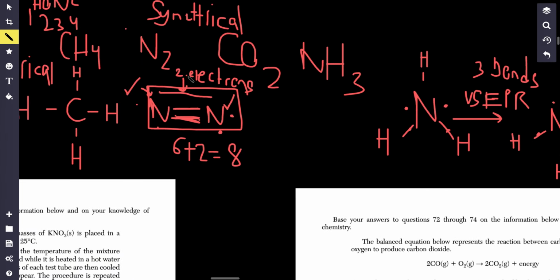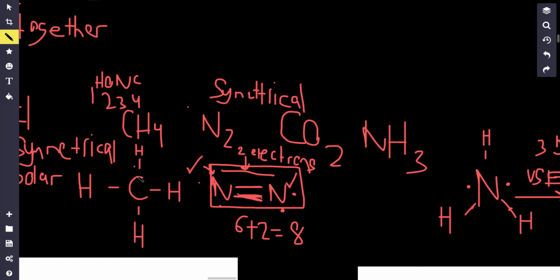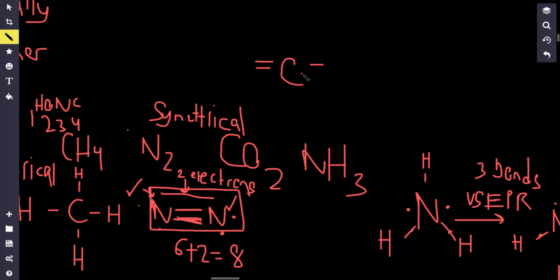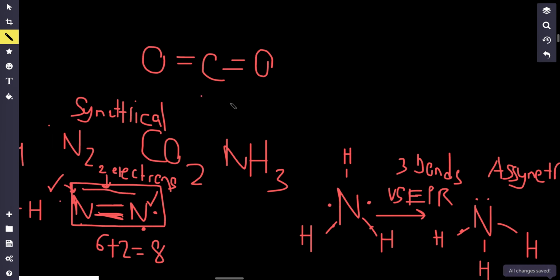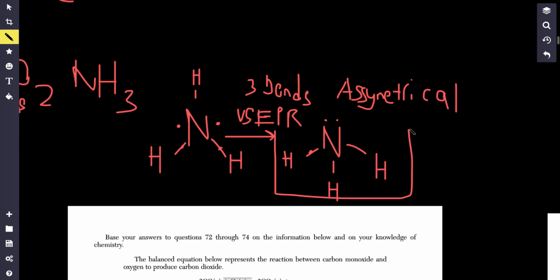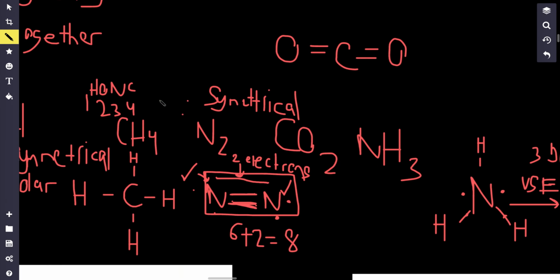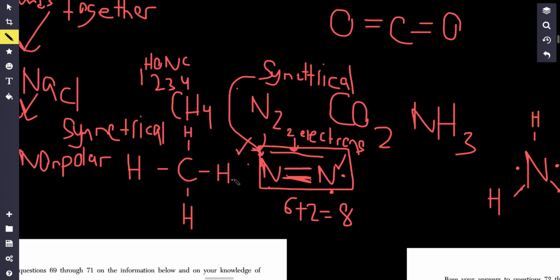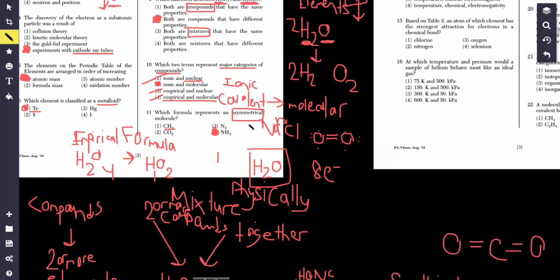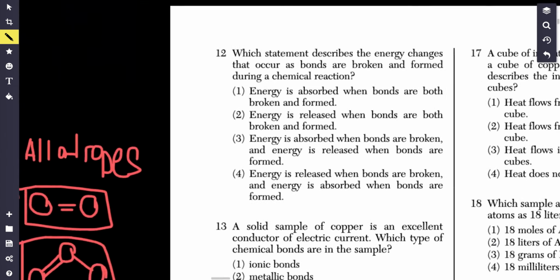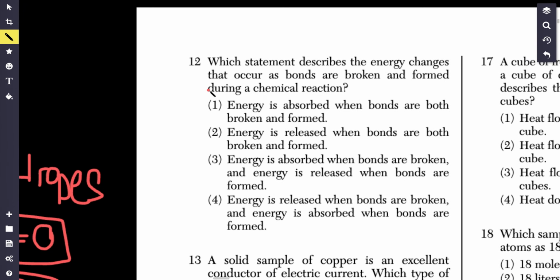Look at all the other examples. We have N3 here, CH4 here, CO2 looks something like this. They're all symmetrical. But then you look at NH3, and that's asymmetrical. And in addition, it's polar. So asymmetrical, you should have a suspicion that it's polar. Symmetrical, nonpolar. So we are going to pick ammonia, which describes energy changes as bonds are broken and formed during a chemical reaction.